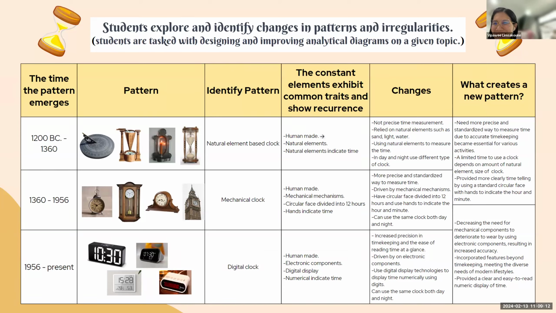Could you provide maybe an example of change within pattern 2, the mechanical clock? Change within pattern is in this form. Like this is an alarm clock, like some clocks do not have an alarm like this one.